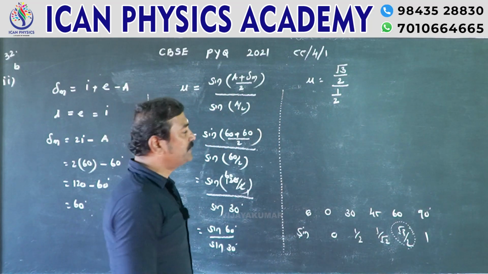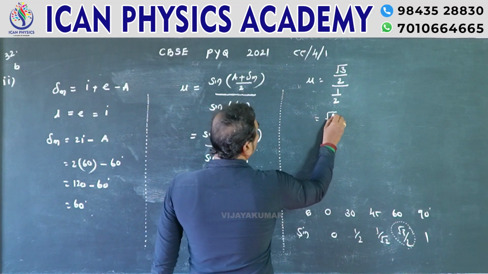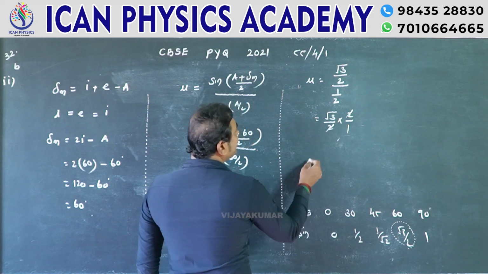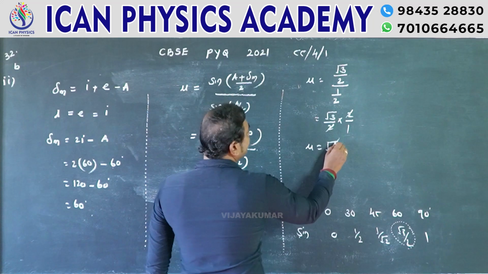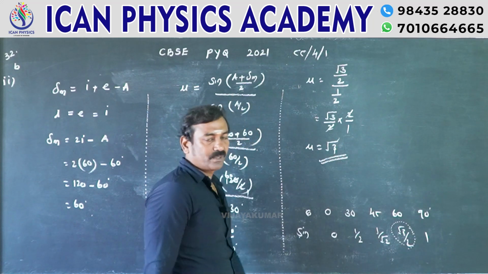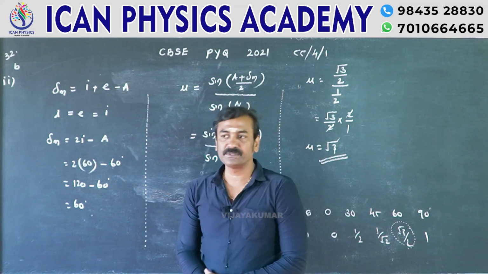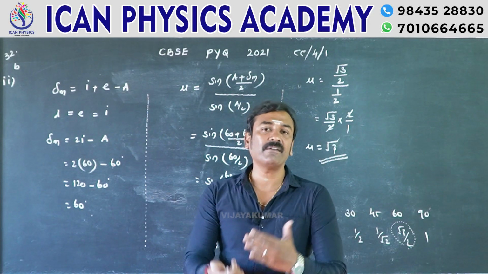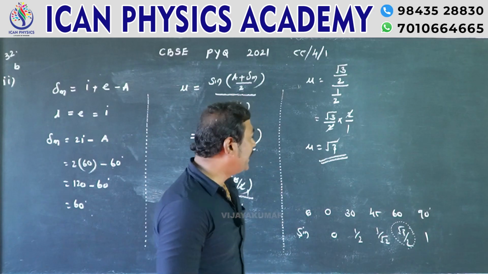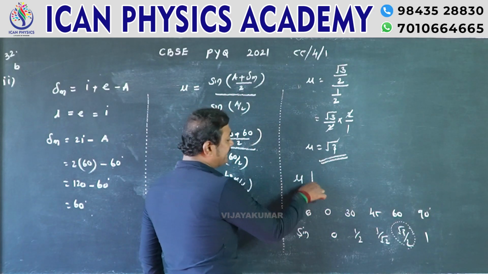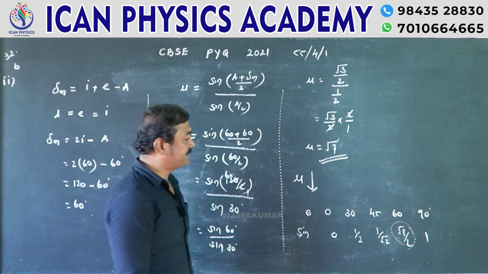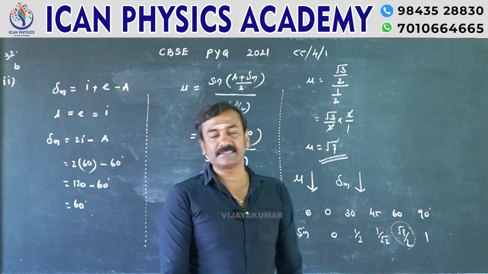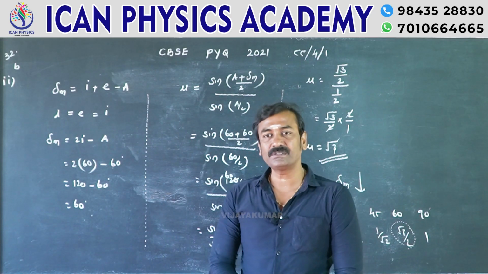Now it becomes a reciprocal. So when it becomes reciprocal, root 3 by 2 into 2 by 1. So 2 getting cancelled. Then the refractive index is root 3. Okay. Which has no unit. Okay. So when it is immersed inside the liquid or water, what happens? The refractive index decreases. So that the angle of minimum deviation also decreases. Okay. Do you get it now? Any doubts? No doubts.